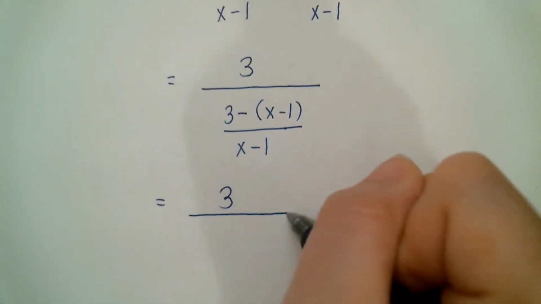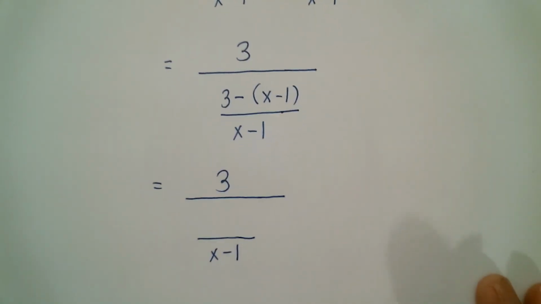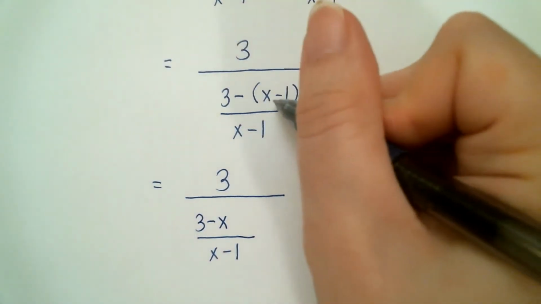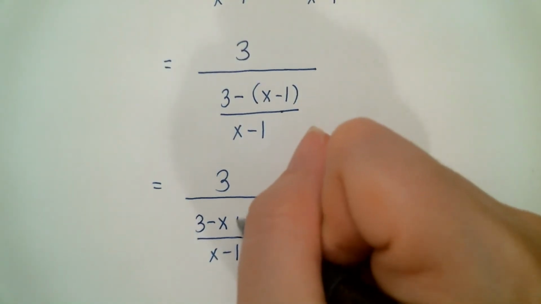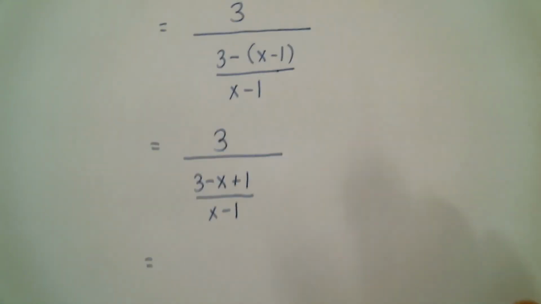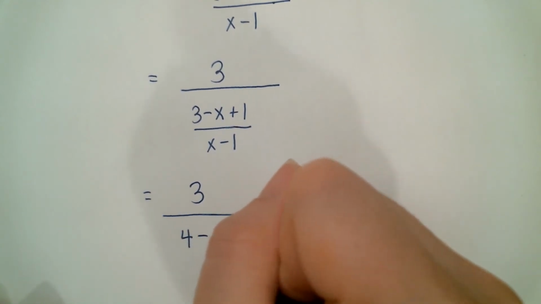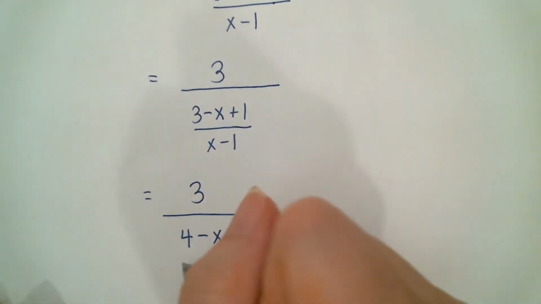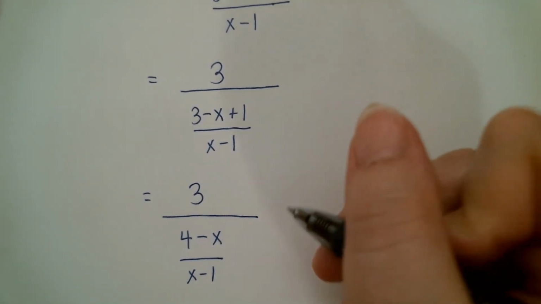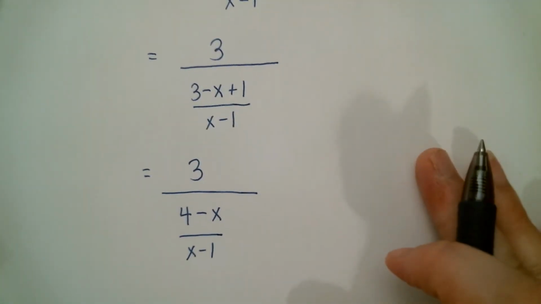You've got 3 in the top, and x minus 1 in the denominator of the denominator. If you distribute the negative here, you're going to get 3 minus x, and negative times negative will give you positive 1. So we've got 3 over (4 minus x) over (x minus 1), because 3 plus 1 is 4. So we have made the denominator one fraction. That's what we were after.